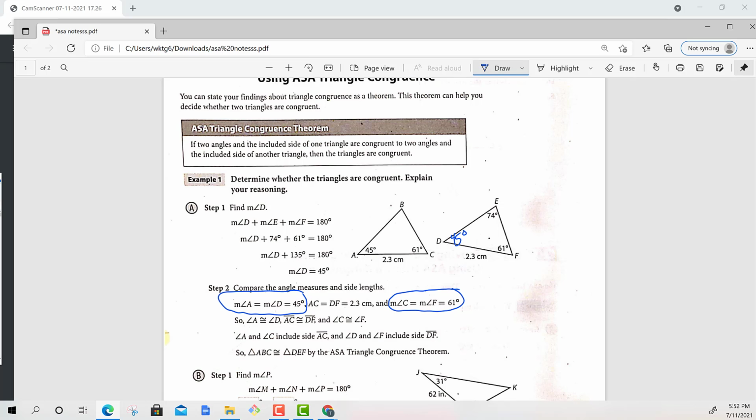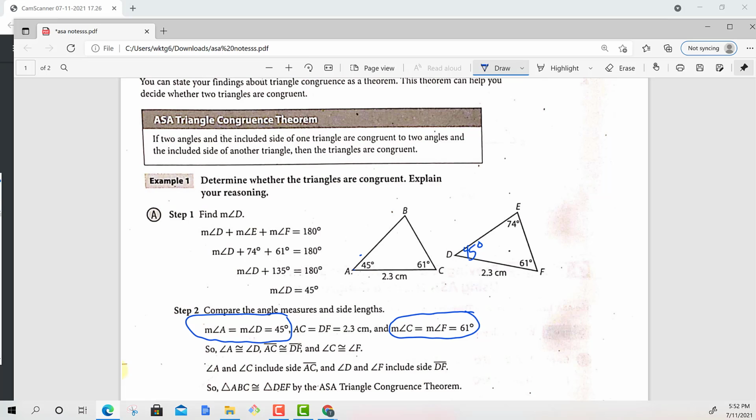be the included side. AC and DF are both the included side, because if you look at this problem clearly, you can see that those two segments help form the 45-degree angle and the 61-degree angle. And also you can kind of see how that side is in between those two angle measures.